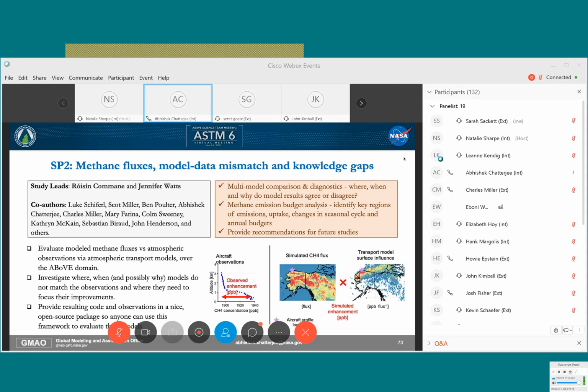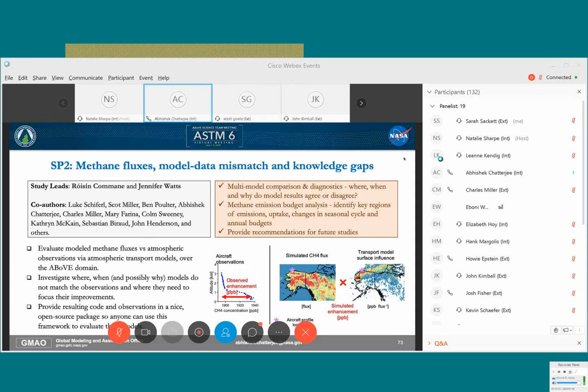These are some of the high-level questions that they are interested in. For example, evaluating a model's methane fluxes versus atmospheric observations using an atmospheric transport model over this domain, and then investigating where and why these models do not match observations and where we need to focus to improve those. One of the deliverables would be to provide the code and observations used, and some of those error analyses, in a nice open source package. Hopefully that provides a template for future activities.